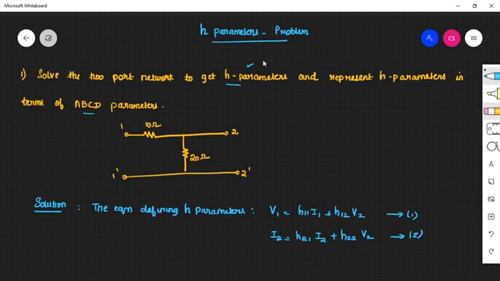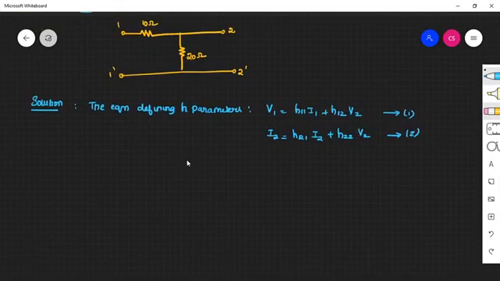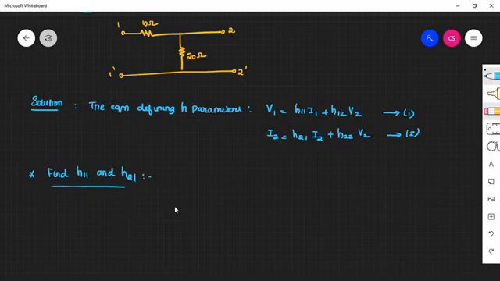Since it is a two-port network, it will have 4 H parameters, and the H parameter equations are given by V1 is equal to H11 I1 plus H12 V2, and I2 is equal to H21 I1 plus H22 V2. Let us name these equations 1 and 2. We will first find H11 and H21. For that, we are going to connect a voltage source to port 1 and short circuit port 2, right?